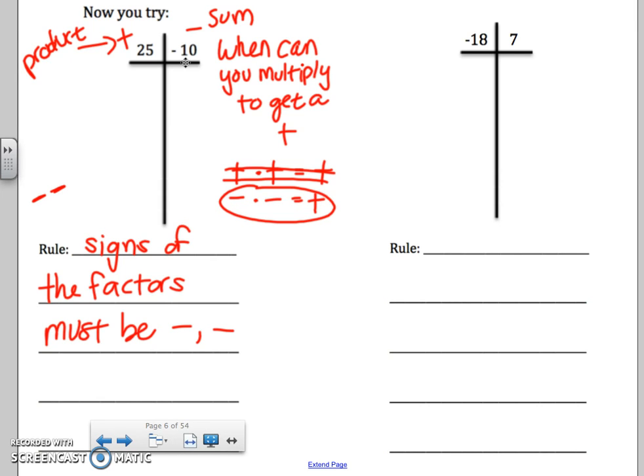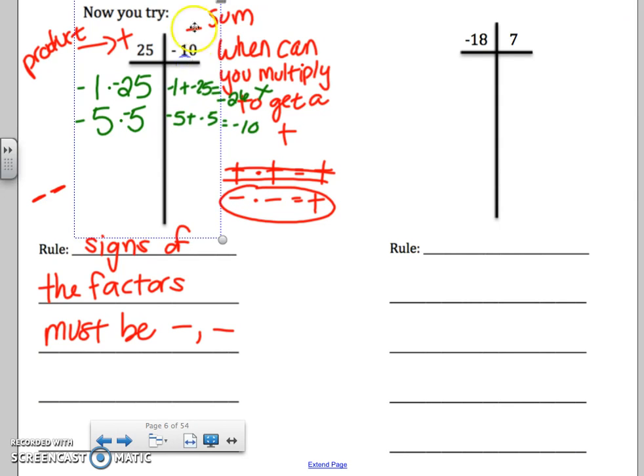Okay, so now I'm going to list out the factors of 25. So I know 1 times 25 is 25, and my other two numbers would be 5 times 5. Okay, so notice I have to make both of the signs negative. So I have to make this a negative and this a negative, and this a negative and this a negative. So now I'm going to add them together. So I would do negative 1 plus negative 25 to get negative 26, which does not work. And then I would do negative 5 plus negative 5 to get negative 10, which gave me my sum.